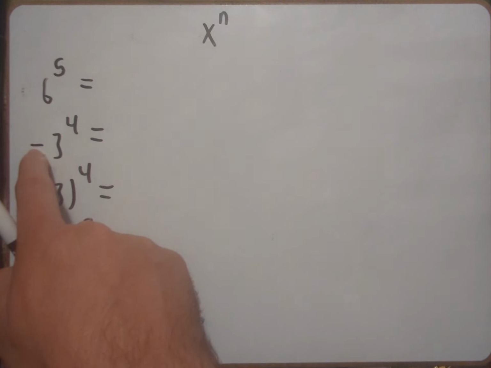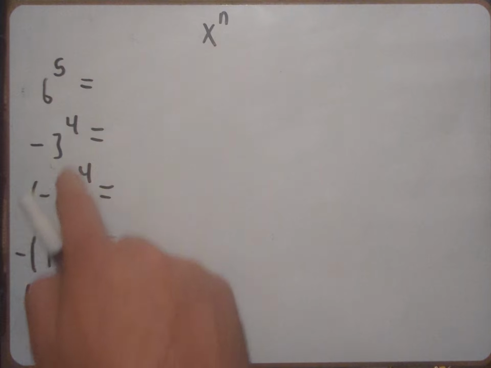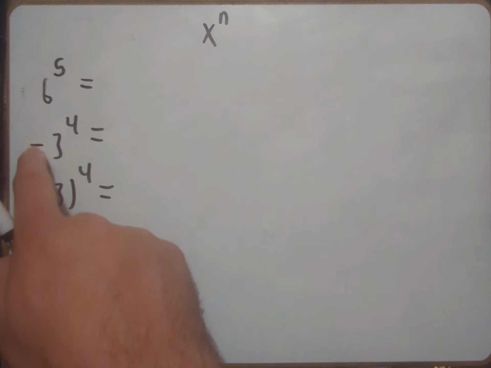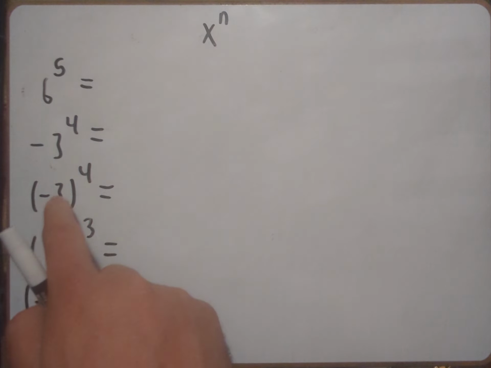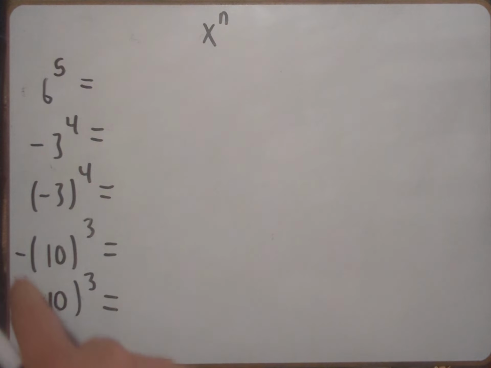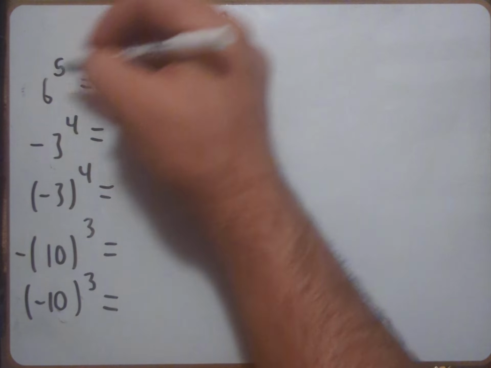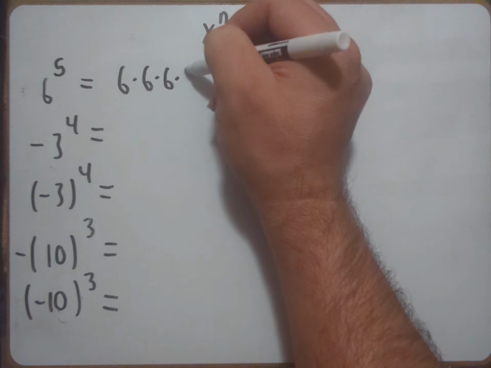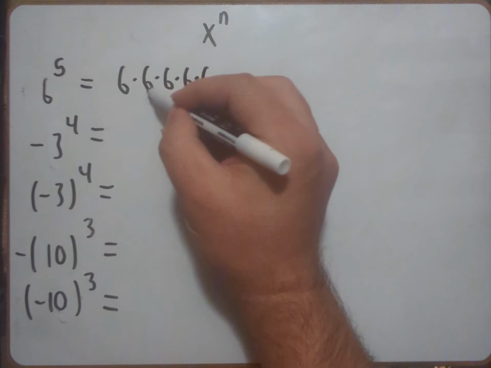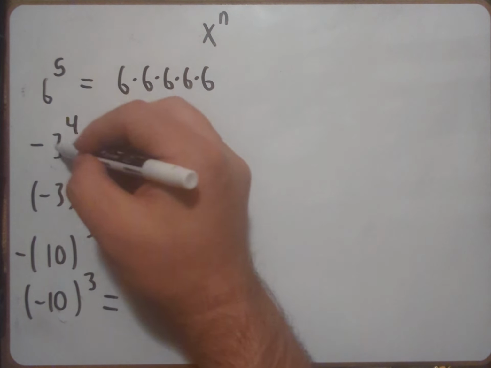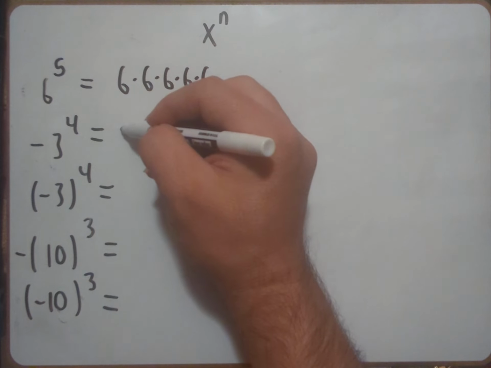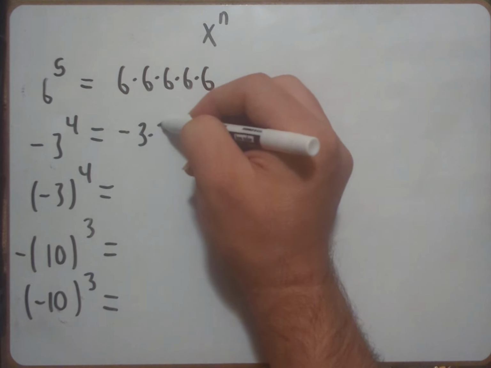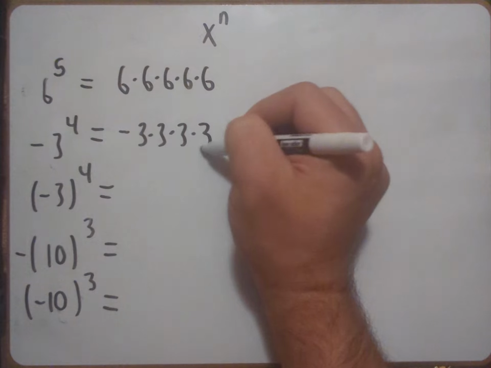So notice this has a negative, this has a negative inside. These problems look very similar, but this has a negative, but this has a parentheses and a negative on the inside. This has parentheses with a negative on the outside, and this has parentheses with negative on the inside. So 6 to the power 5, we write out 6 5 times. 1, 2, 3, 4, 5. Here's negative 3 to the power 4 with no parentheses. So negative 3 times 3 times 3 times 3.